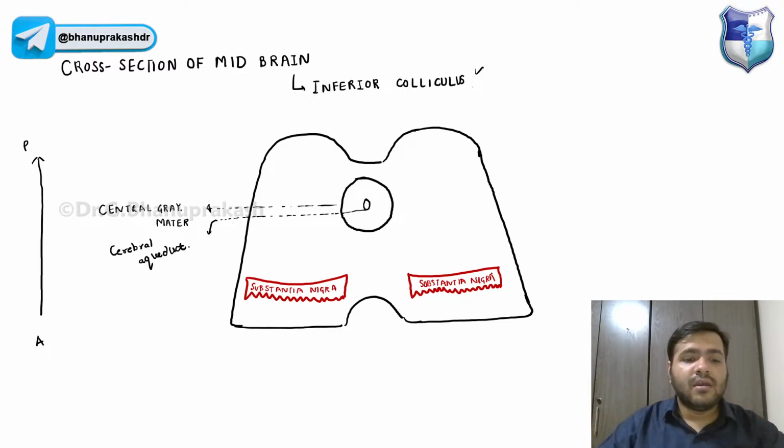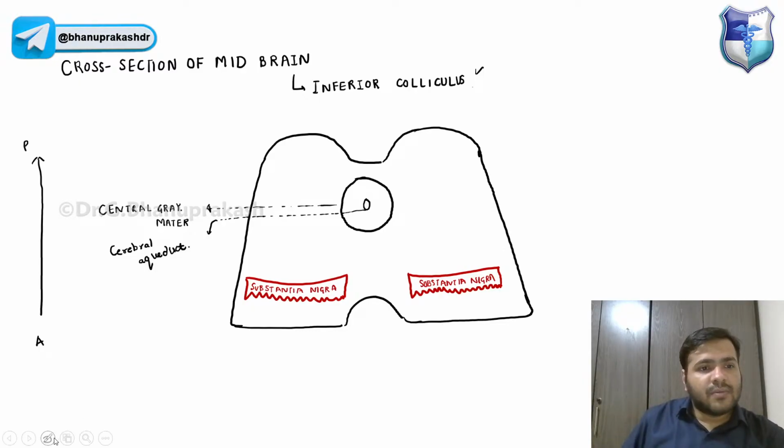Now I am talking about this particular region, which is called the crus cerebri. This crus cerebri, I'm dividing it into 6 parts right now. And how I am dividing it, just listen.